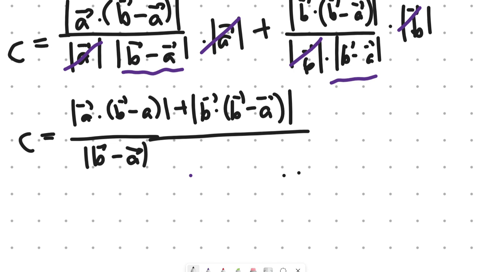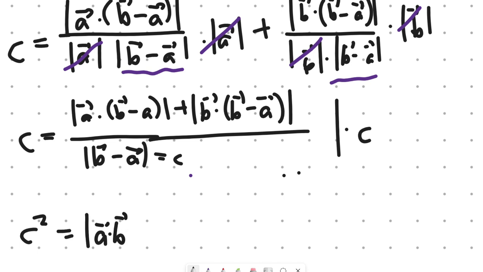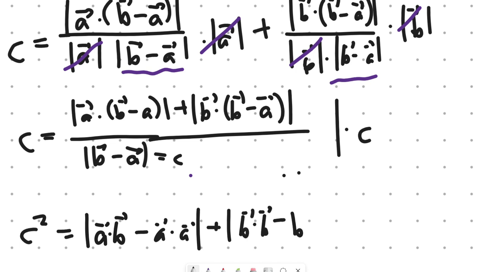Now what is the absolute value of b minus a? B minus a is the same thing as c, so this is equal to c, so we can multiply both sides by c. We'll get c squared is equal to a·b, using the scalar product and the distributive rule, a·b minus a times a, absolute value, plus b times b minus b times a.